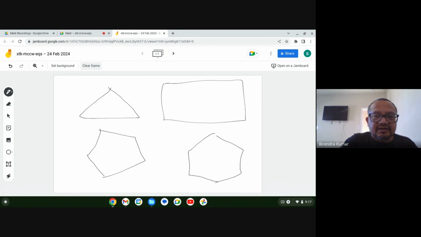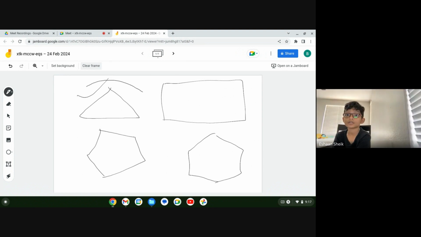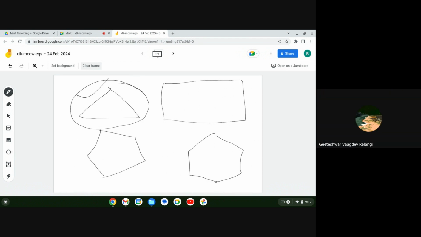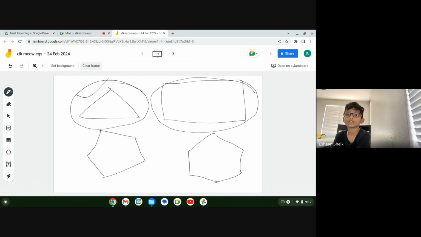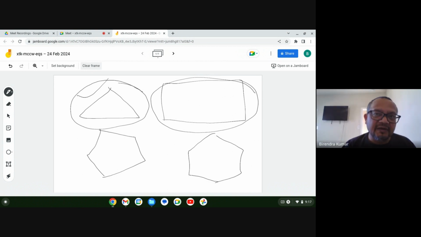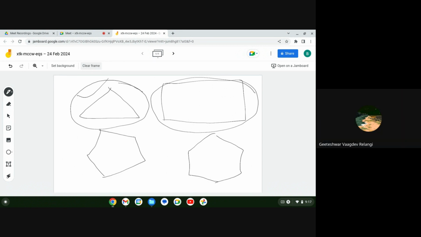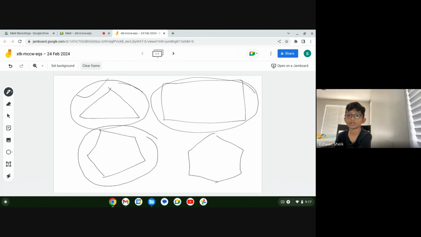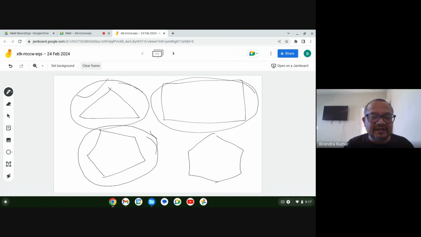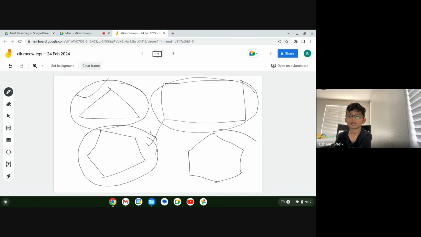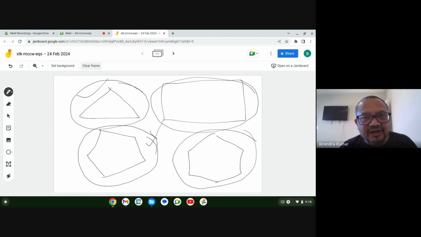This is called a triangle. This is called a rectangle, or I have a more generic name for it. We call it a quadrilateral, a shape that has four sides. And then the next shape is called a pentagon. This is called a hexagon. Then we have something called a heptagon, which has seven sides. Then we have an octagon, which has eight sides.